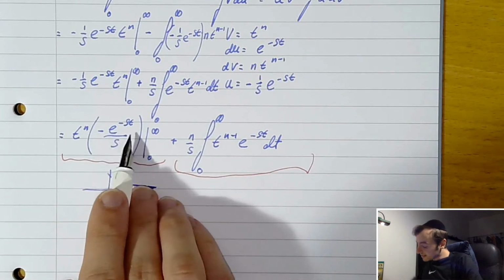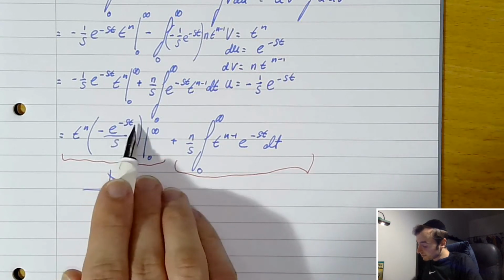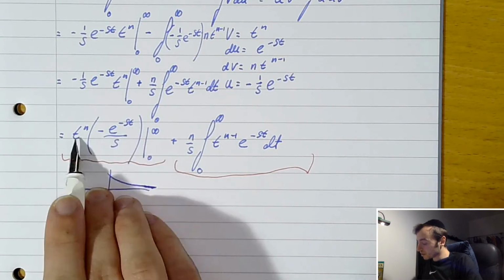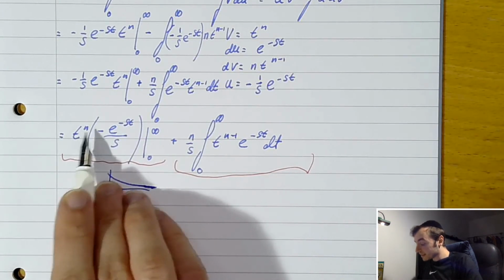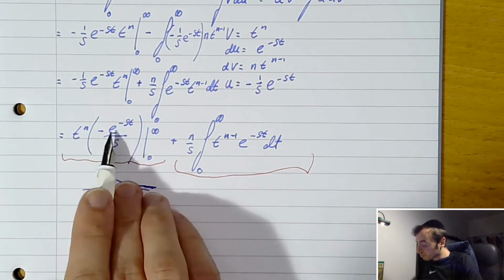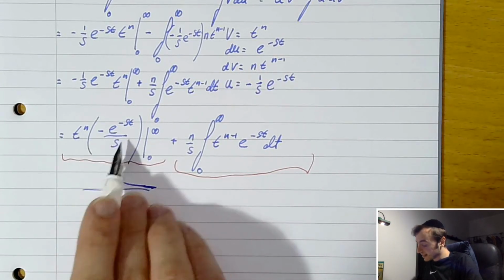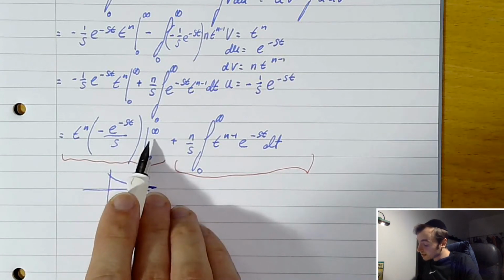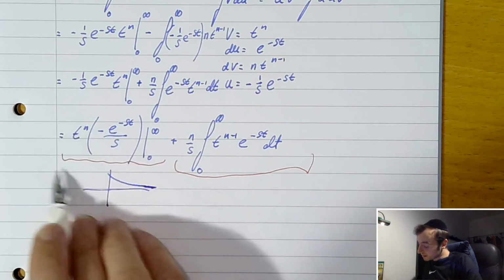So we can say that when t is infinity, e to the minus st is going to be so much smaller than t to the n, even when t tends to infinity, such that the product of e to the minus st and t to the n is going to tend to 0. I hope that was a little bit clear, at least.